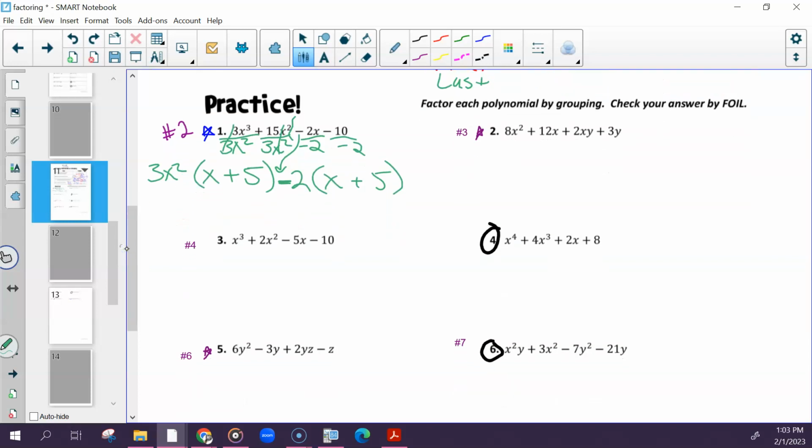Okay. So then the things on the outside are one of your factors. 3x squared minus 2. What's the other one? x plus 5, and you only write that once, even though you see it twice. Questions so far? And we can check it just to make sure.